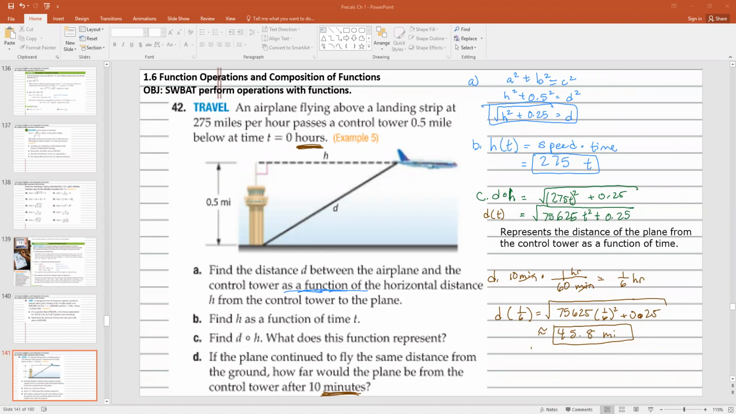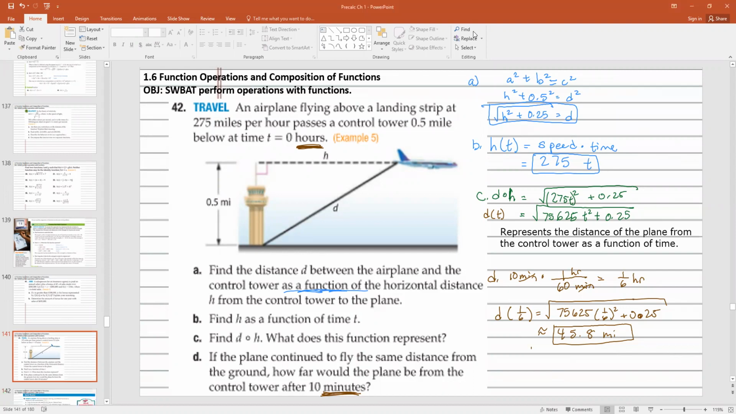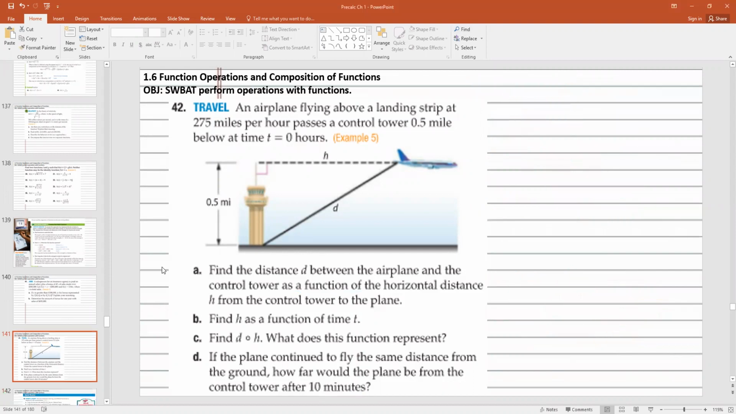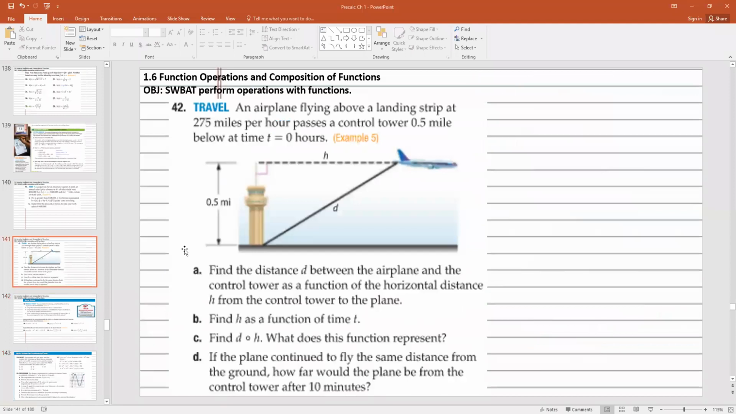I think I'll leave the inverses for tomorrow. So that's going to be it for today.